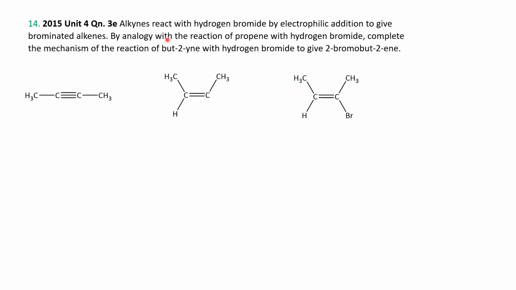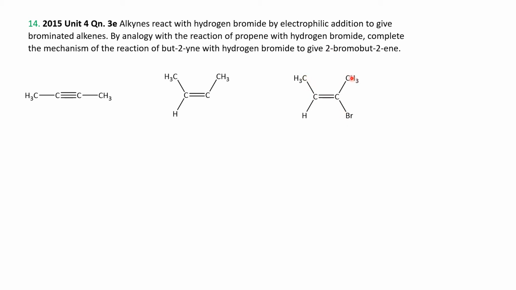Alkenes react with hydrogen bromide by electrophilic addition to give brominated alkenes. By analogy with the reaction of propene with hydrogen bromide, complete the mechanism of the reaction with but-2-yne. So you see 1, 2, 3, 4, there's the but, triple bond, so yne, and it starts at 2, with hydrogen bromide to give 2-bromobut-2-ene.